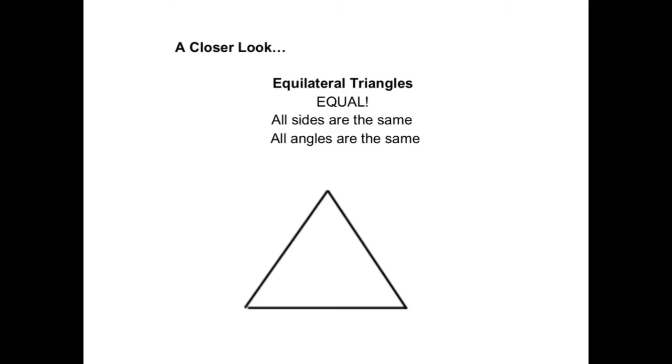Taking a closer look at equilateral triangles, because they are equilateral, which means that all three of their sides are the same, everything ends up being equal, actually, because all the angles are then the same. This has to do with the fact that since they all have the same sides, they end up using the same angles to create those sides. So when you have equilateral triangles, everything about them is equal.